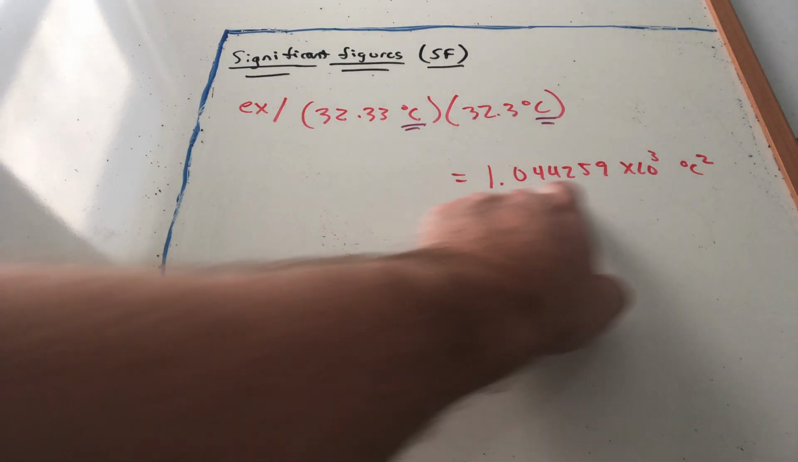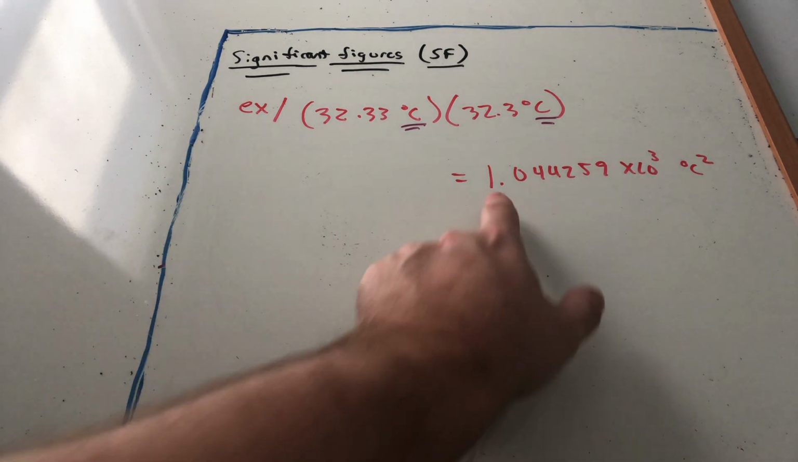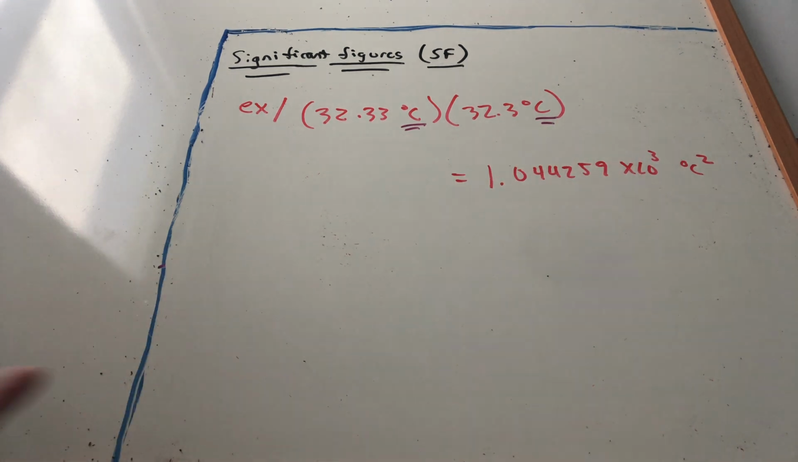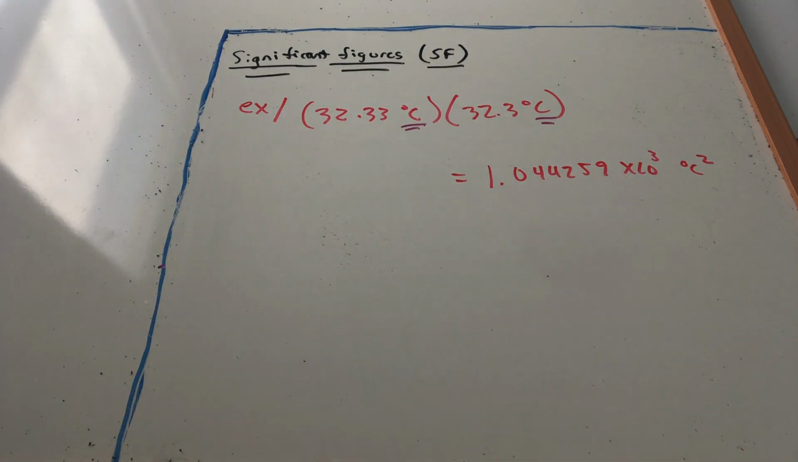Now I look here. This is what my calculator spits out, and it's in scientific notation already. But I need to know, are all of these digits significant? Which ones are significant? I ask myself what math I did. The math I did was multiplication and division. So I go back to the numbers that I multiplied and I look at the total number of significant figures inside them.